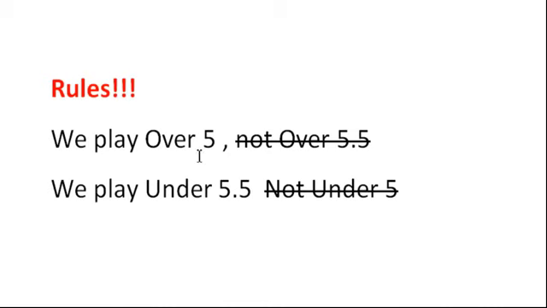We always play over 5, never play over 5.5. And for unders, we always play under 5.5. We never play under 5. If you play over 5.5, you'll get a lot of losses instead of pushes. When the game ends 3-2, it's the most frequent score. And if you play under 5 instead of wins for under 5.5, you'll be getting a lot of pushes.